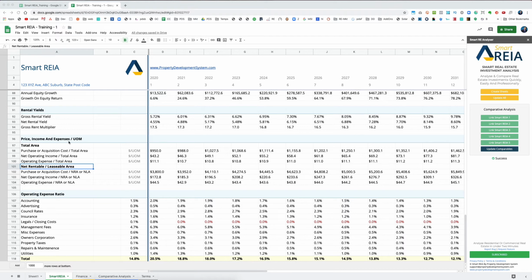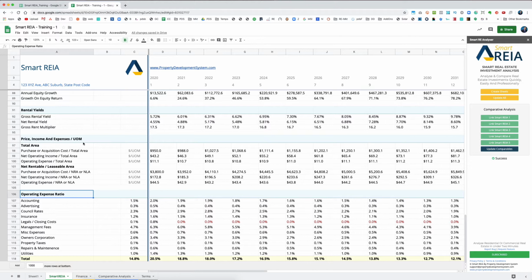Hey, the price, income, and expense per unit of measurement and your operating expense ratio. So, whatever your expenses are and whatever is going out, and the income that you're making, are all broken down based on your net leasable area, your total area, and also your net rentable area. So, if you wanted to compare apples to apples and oranges to oranges to look at what you're making per square meter or per square foot, you can with these metrics.